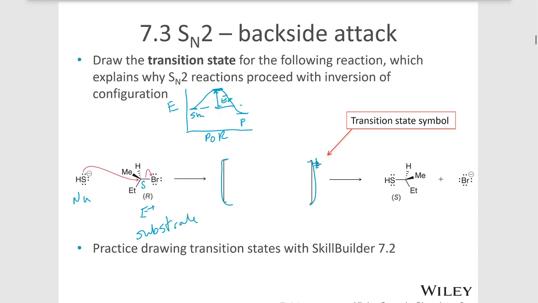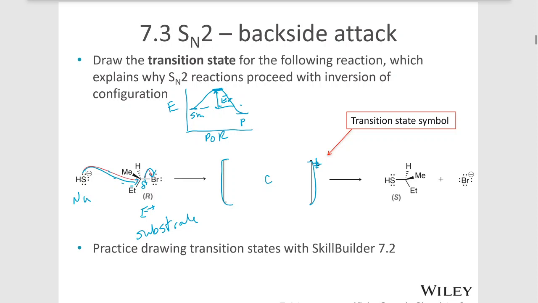Okay, and that's going to have a partial positive on the carbon bearing the leaving group. The nucleophile attacks that alpha carbon, kicking out the leaving group in the SN2 reaction all in one step. So right in the middle of the reaction, right when that nucleophile is coming in, we're going to form a bond from the nucleophile to the alpha carbon, and then we're going to break the bond between that alpha carbon and the leaving group.